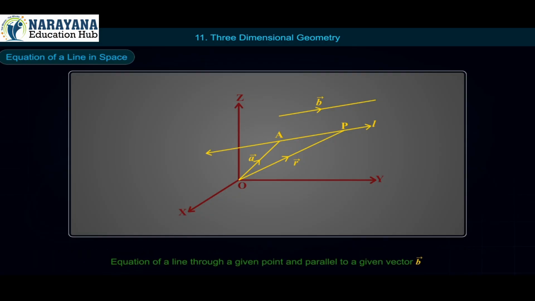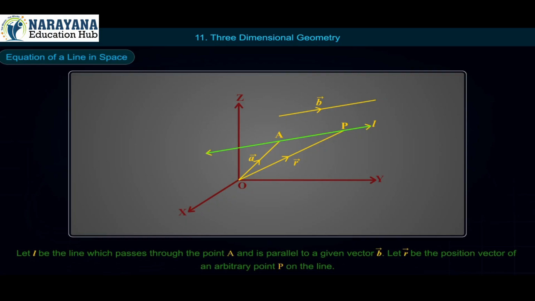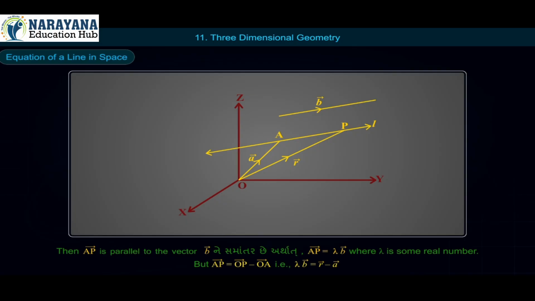Equation of a line through a given point and parallel to a given vector b. Let vector a be the position vector of the given point A with respect to the origin O of the rectangular coordinate system. Let l be the line which passes through the point A and is parallel to a given vector b. Let vector r be the position vector of an arbitrary point P on the line. Then vector AP is parallel to the vector b.